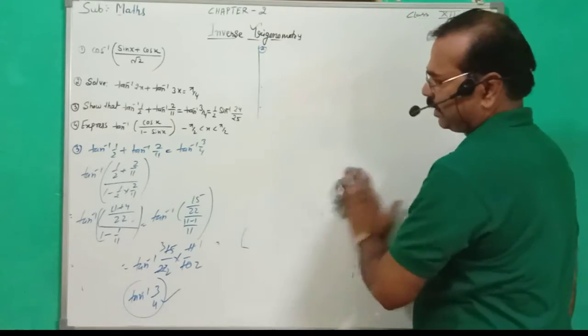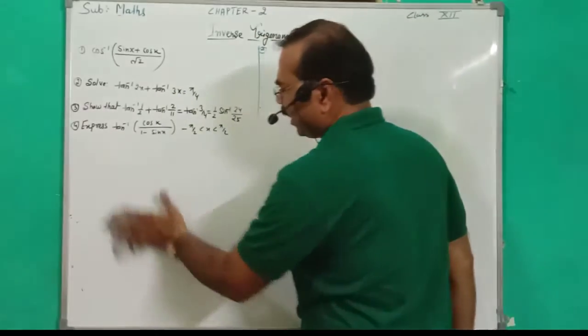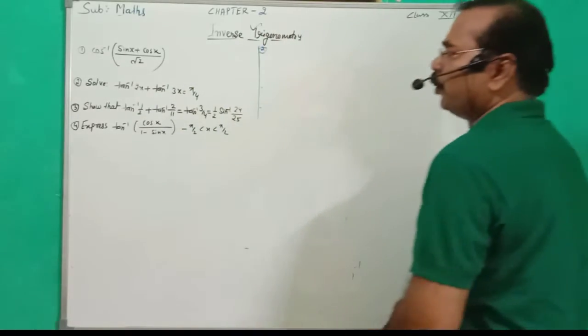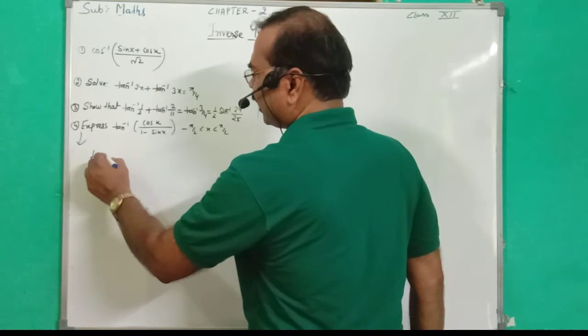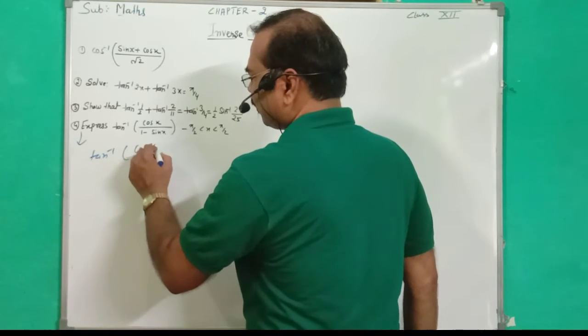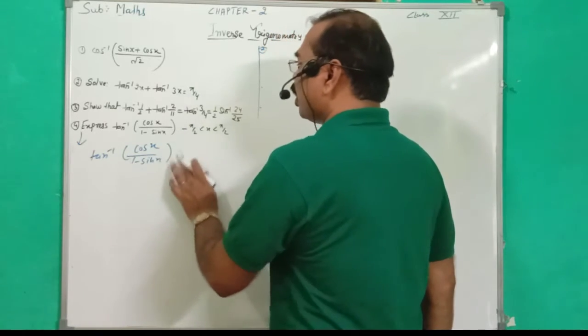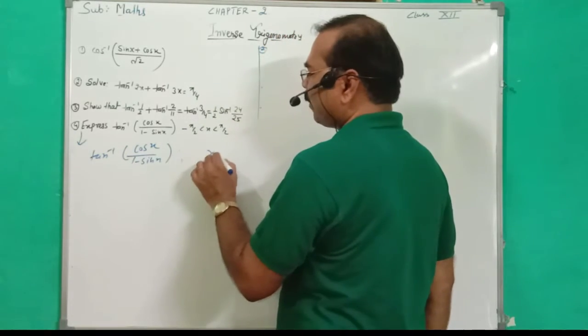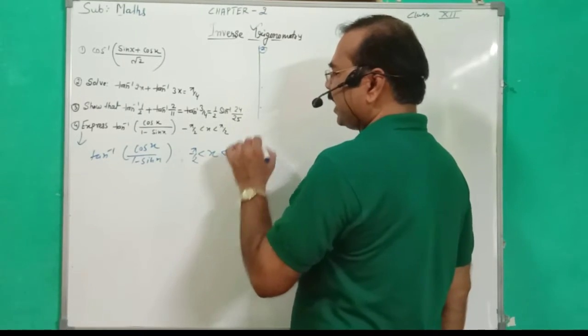How do we solve that? Here x has a value between minus pi by 2 and plus pi by 2. Now we have to take the question: tan inverse of cos x upon 1 minus sin x, where x is greater than minus pi by 2 and less than pi by 2.